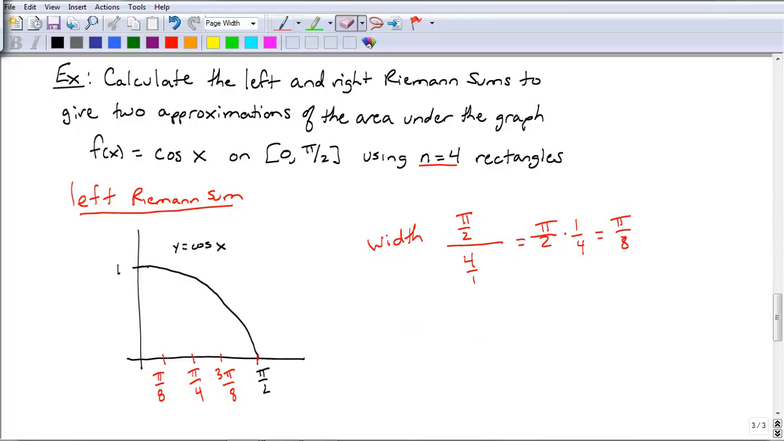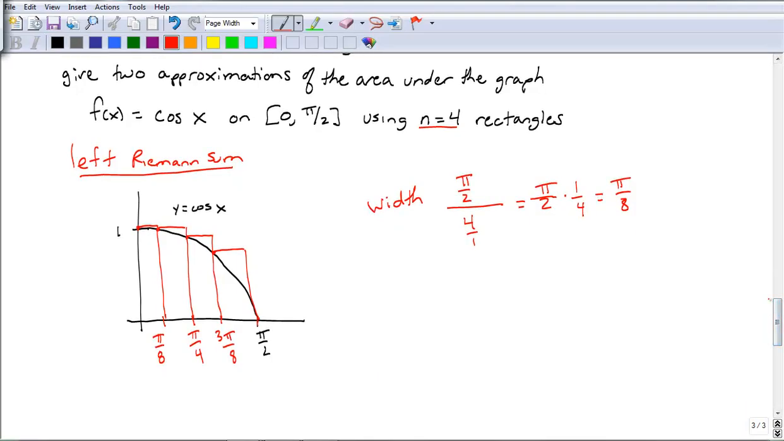So I'm going to draw it so the left endpoint is what's touching my graph. Notice my 4 rectangles, and the left endpoint is what's touching the graph on those 4 rectangles. Since the cosine of x is decreasing here, the left-hand Riemann sum is going to be an overestimate. So all I have to do is find the area of each one of those rectangles. The widths are pi over 8. So to find the first area, I need to find the heights.